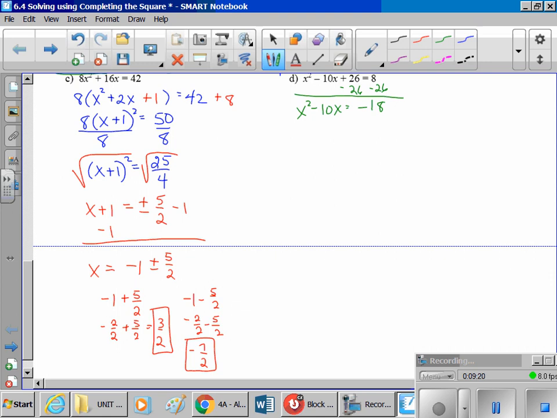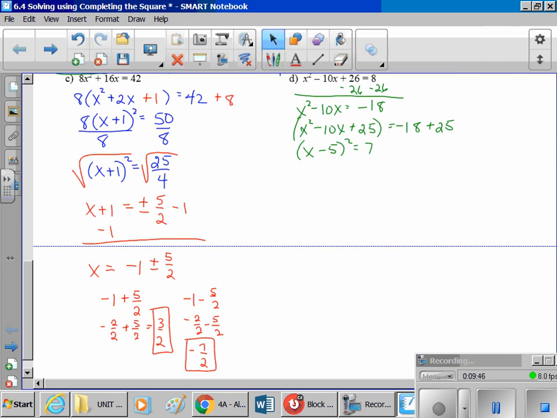So now I'm going to get x squared minus 10x, take half and square it. So plus 25 equals negative 18 plus 25. Don't have to multiply it, leading coefficient is 1 this time. So I get x minus 5 squared is equal to negative 18 plus 25, which is a positive 7. Square root both sides. And we get x minus 5 is equal to plus and minus radical 7.